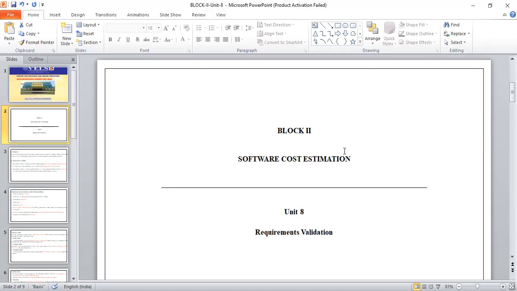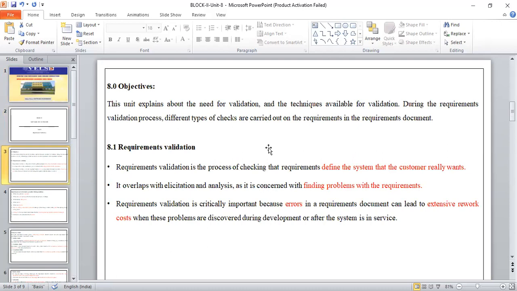Now, in this unit, we are going to see how to validate the software requirement specification document. Validating the SRS is very important so that we can create a clear product that the customer or the client needs, without any rework. Okay, let us get into the topic. What is the main objective of this unit? The objective is the need for validation. What is the need for validation, and what are the techniques available for validating the requirements?